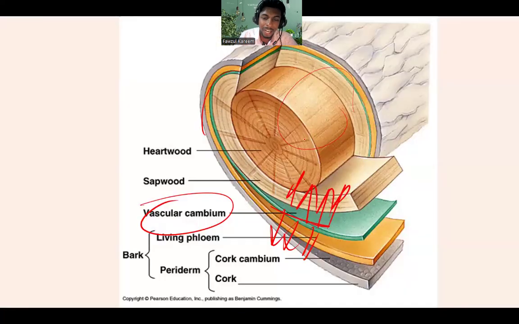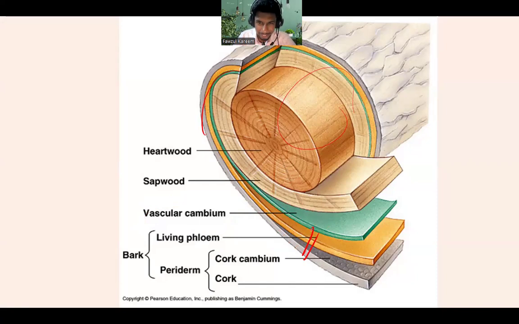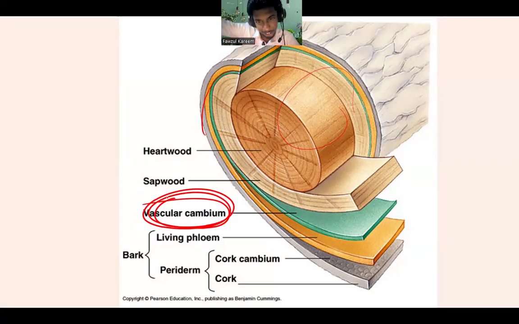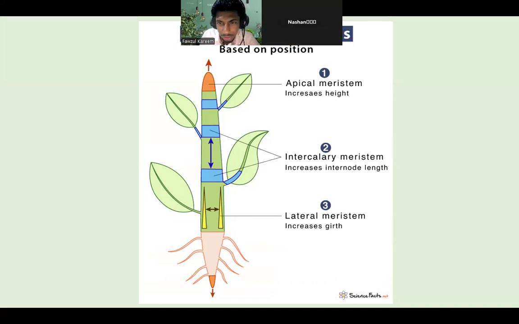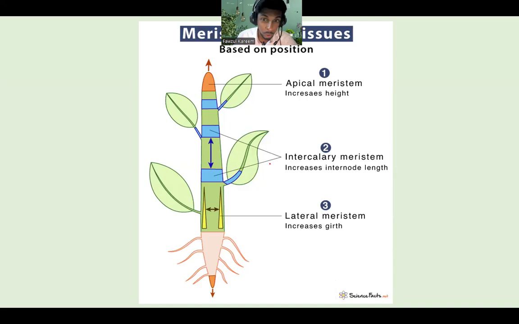So cambium is a kind of lateral meristem. When I was explaining the lateral meristem, I said lateral. This vascular cambium is a kind of lateral meristem, so they are doing the same function. What is the function of the lateral meristem? They produce new cells inside and outside, so the diameter increases. So the cambium tissue is also a kind of lateral meristem. There is no need to worry about what cambium is or what its function is. Just remember it is a kind of lateral meristem. That's all.